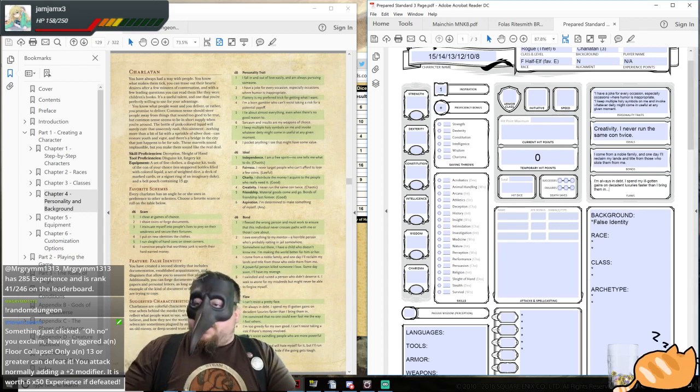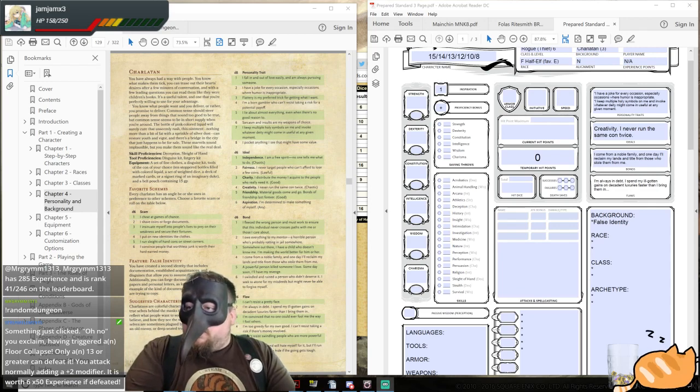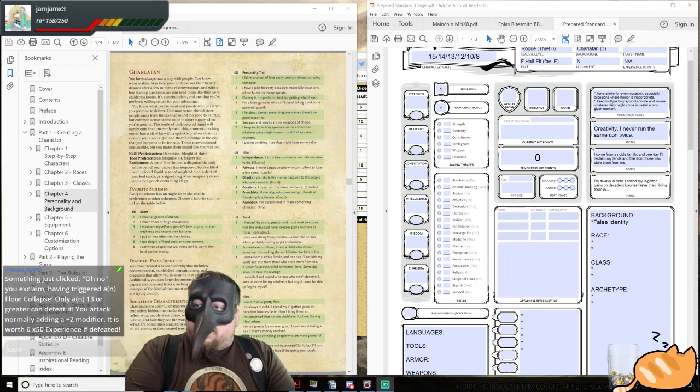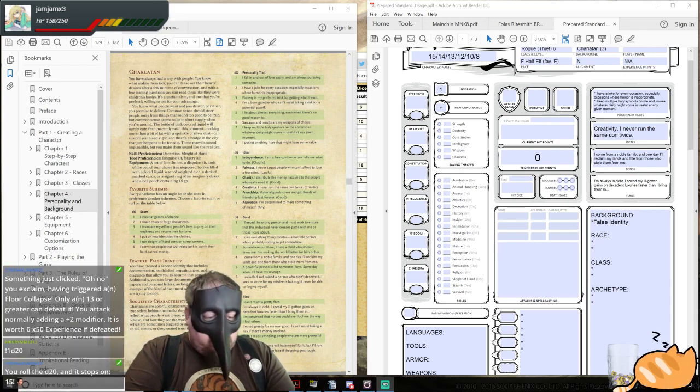Grim's going into the dungeon. What is going to happen? You attack normally. +2 modifier. Okay. 11 or greater. Show me that 50-50. There you go.